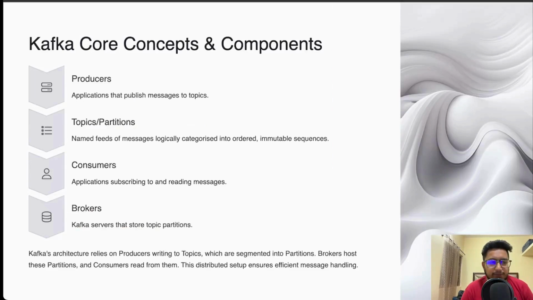So in this slide we are going to see Kafka core concepts and components. In Kafka, there are producer applications and consumer applications, and there is a logical partitioning called topics, and we have brokers, basically Kafka servers that store the topic partitions. Producer applications publish the data, the messages in terms of Kafka, to the topics, which are logical partitions.